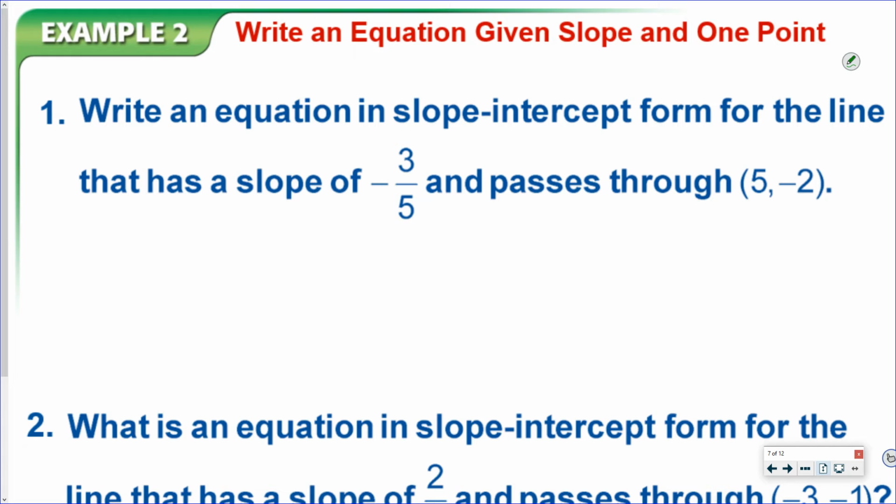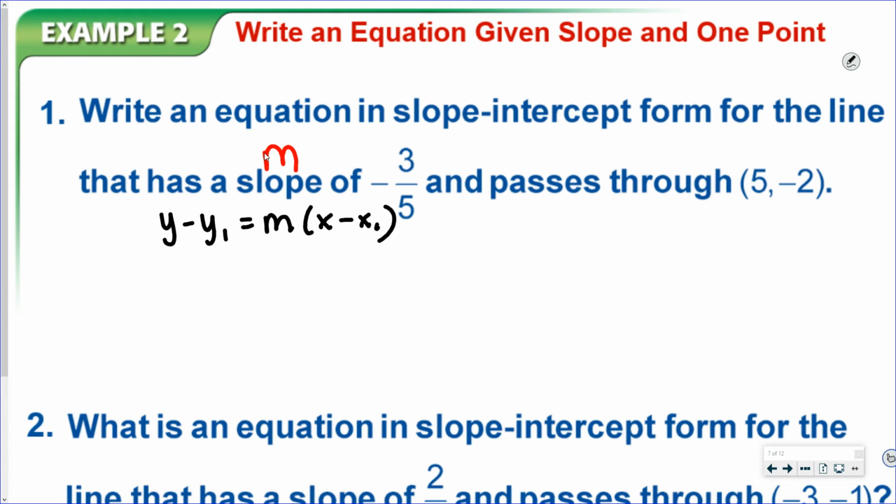Let's take a look at something like this. Write an equation in slope-intercept form for the line that has a slope of -3/5 and passes through (5, -2). Okay, so they gave me the slope. It's obviously my m. Now the point. Is the point they give me my y-intercept? No, because the x-coordinate is not 0. So I'm going to have to do point-slope form. So that's y minus y1 equals m times x minus x1.